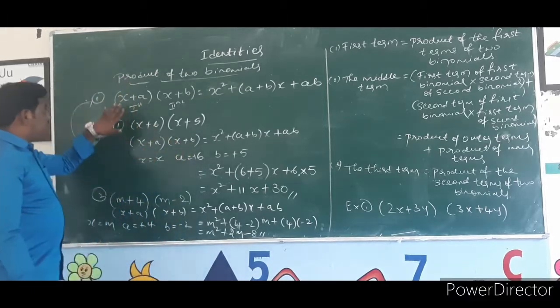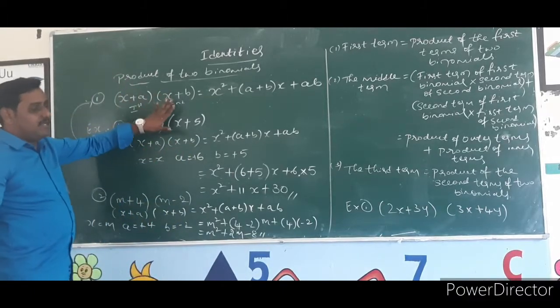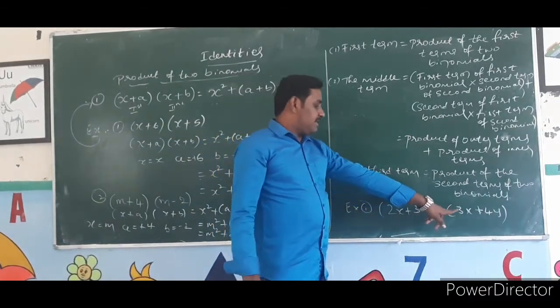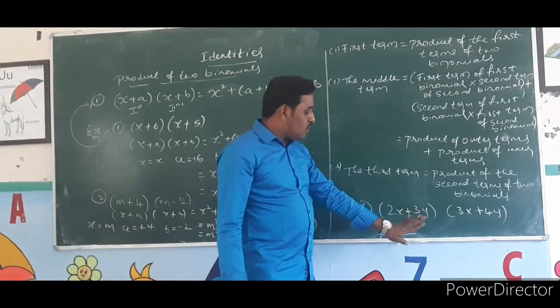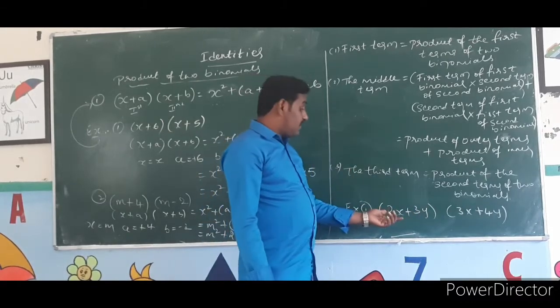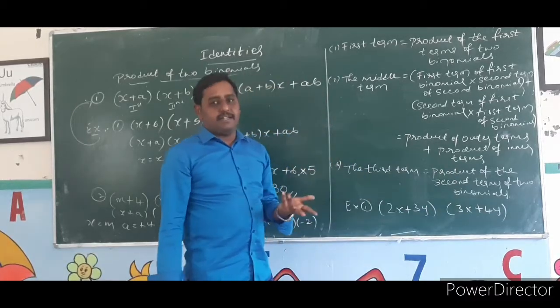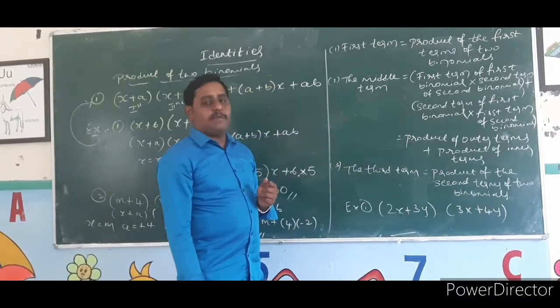So why? If the first terms are the same. For example, I am taking here 2x plus 3y, 3x plus 4y. This is also two binomials. But look at the first terms. Here 2x is there, here 3x is there. They are different. How to do this type of problem, sir?